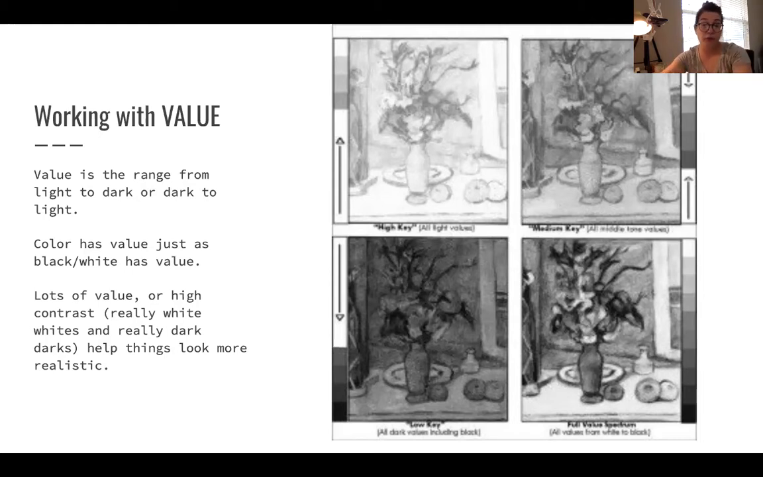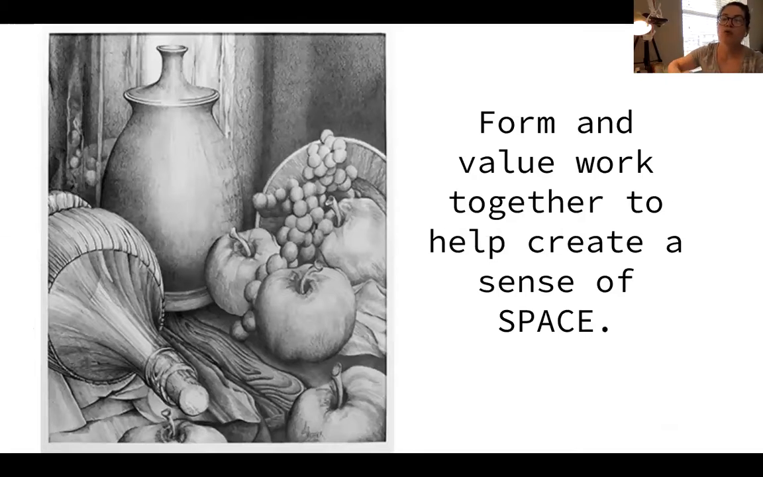Whereas if you look at the full value spectrum, we see lights, we see mediums, maybe at least 3 mediums, and we see some darks. And so we get a full range of value, thus making things look more realistic. Form and value work together to help create a sense of space or depth. Again, this is an illusion we're creating. This is flat paper. There's no depth or space actually there, but we can create it with form and value together.